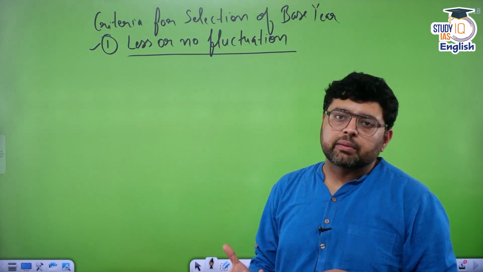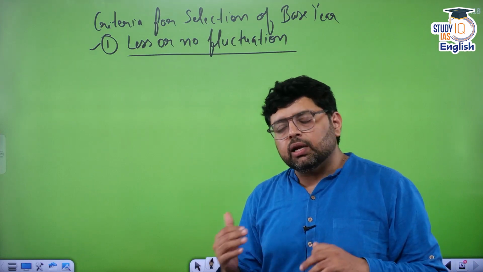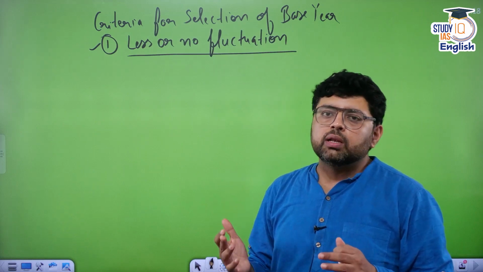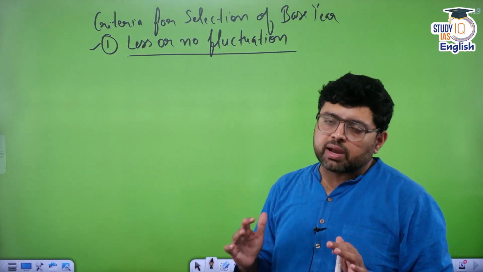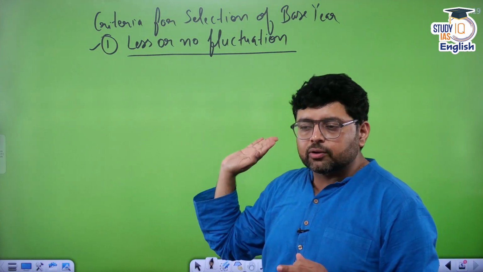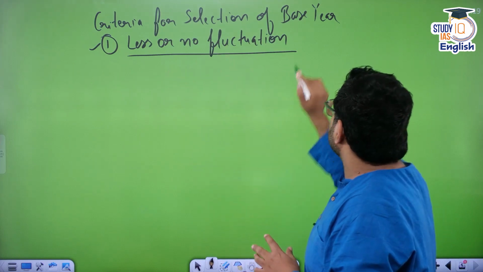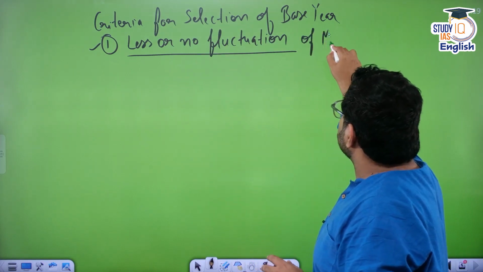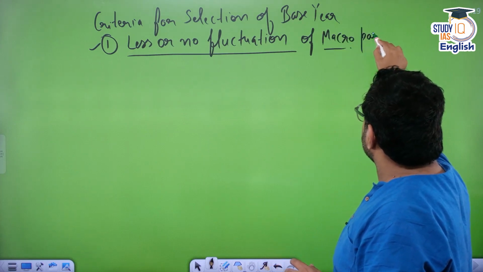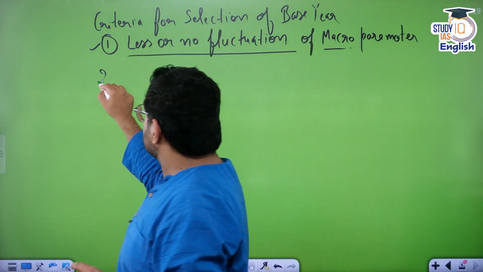For example, the pandemic. The pandemic has disturbed our macro parameters. Clear? Similarly, in 2008 we had a global crisis that had an impact on India's macro parameters. So ultimately, macro parameters are less disturbed in the base year. You can understand it in this way also. That is why less or no fluctuation of macro parameters, which means the year should be a stable year. Clear?